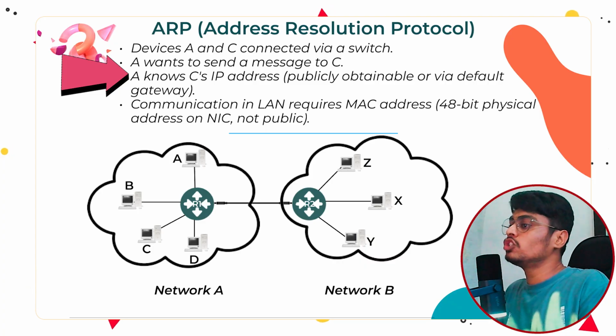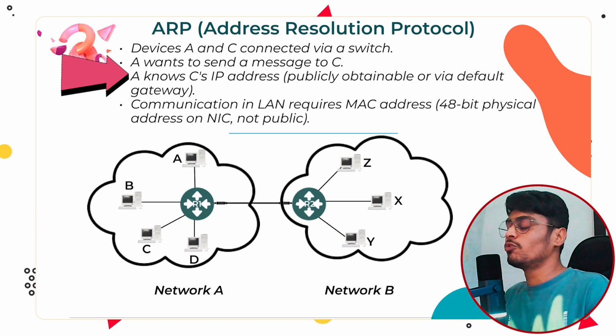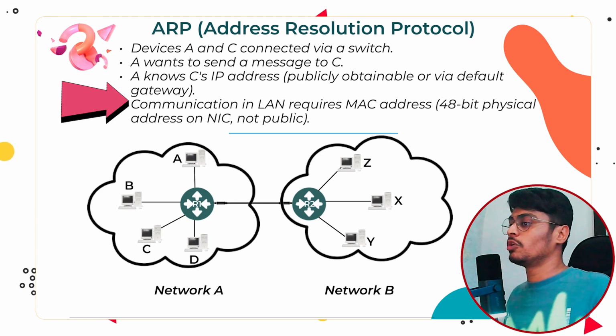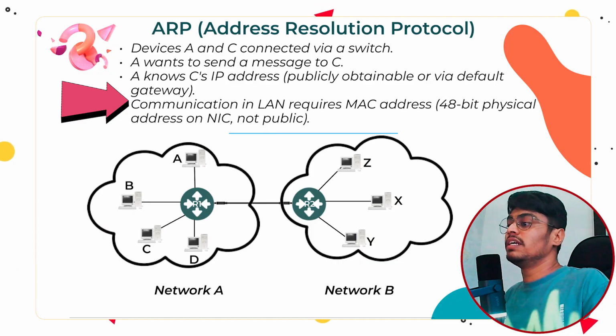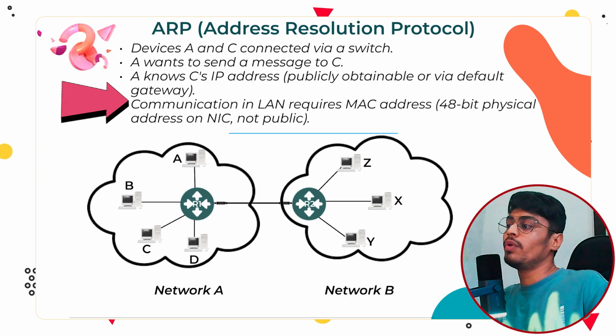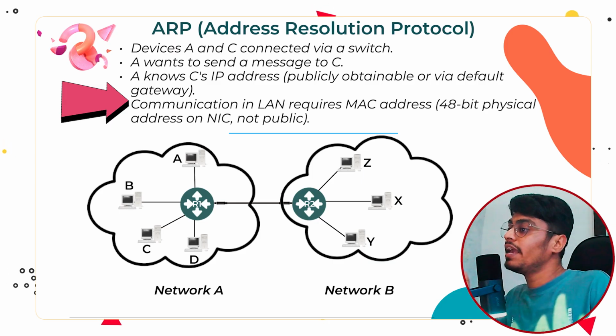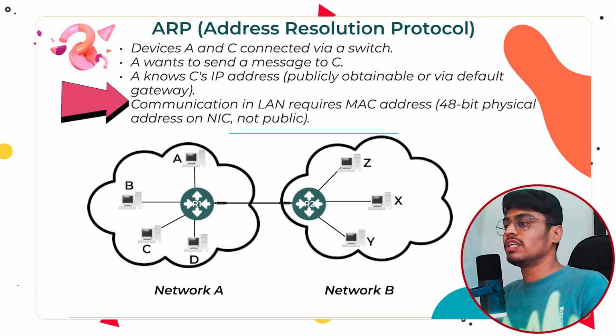Now when A wants to communicate with C, the IP address is there, but is communication possible without MAC address? No, communication is not possible, because you need MAC address in LAN. Now what is the MAC address? It is a physical address, the 48-bit address on the NIC card, which is not public. How will A get this address? Let's say A has to send some message. A will first find C's MAC address, and then A will start the communication.